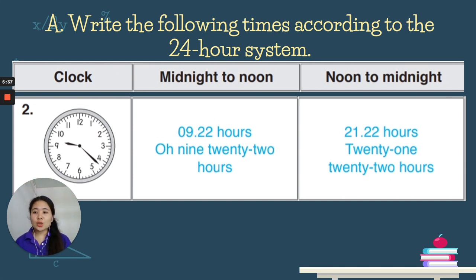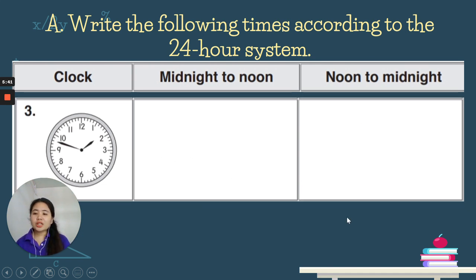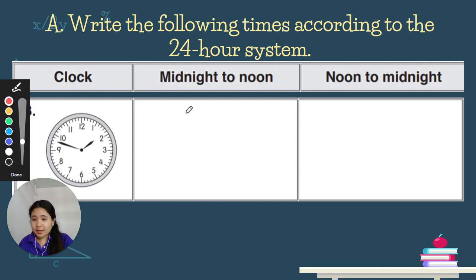Okay, let's go now to number 3. Let's look again at the clock. If you look at the clock, 1, 2, is it 2? Does the small hand point at 2? Not yet, because if this long hand points at 12, that will become 2 o'clock. But it is not yet, so that is still 1. Okay, 1.